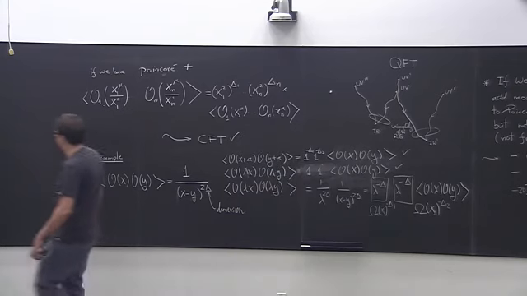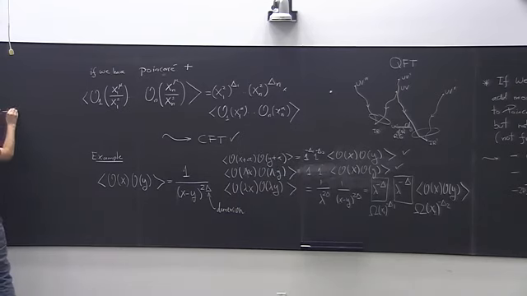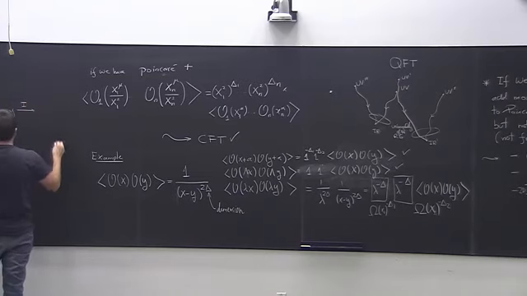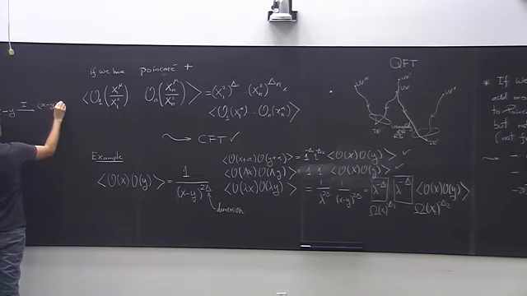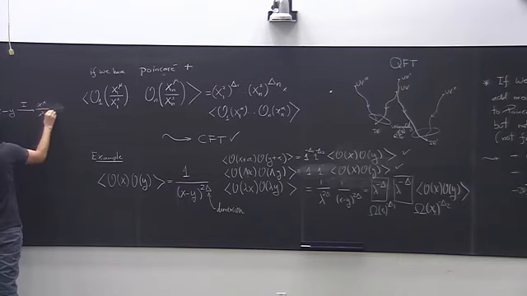So let's check inversion. So under inversion, x minus y goes to, it's easy to see, x minus y. So you just invert every point and you compute. Okay, let's do it. It goes to x mu over x squared minus y mu over y squared.